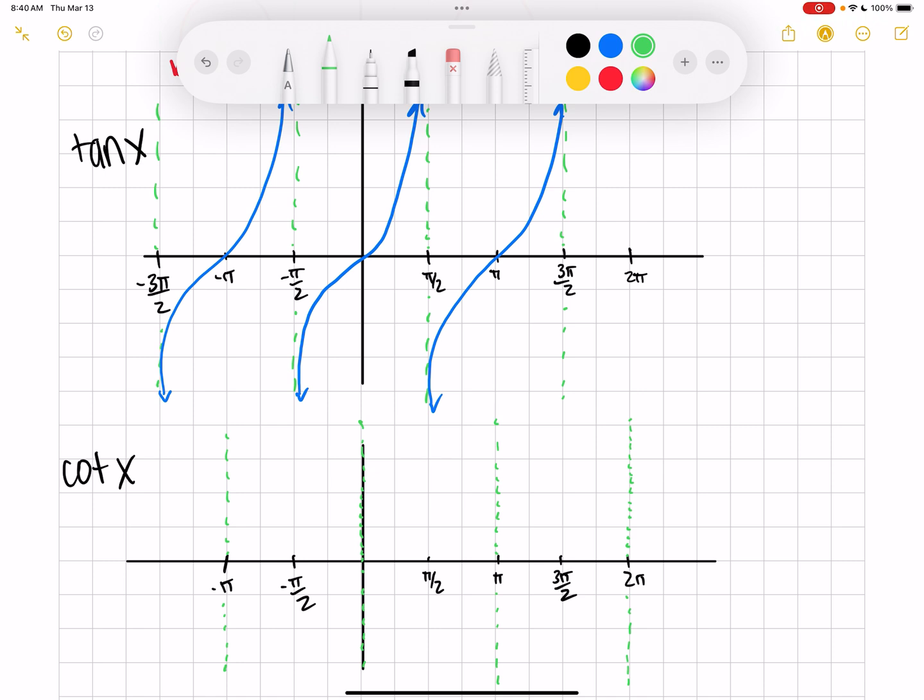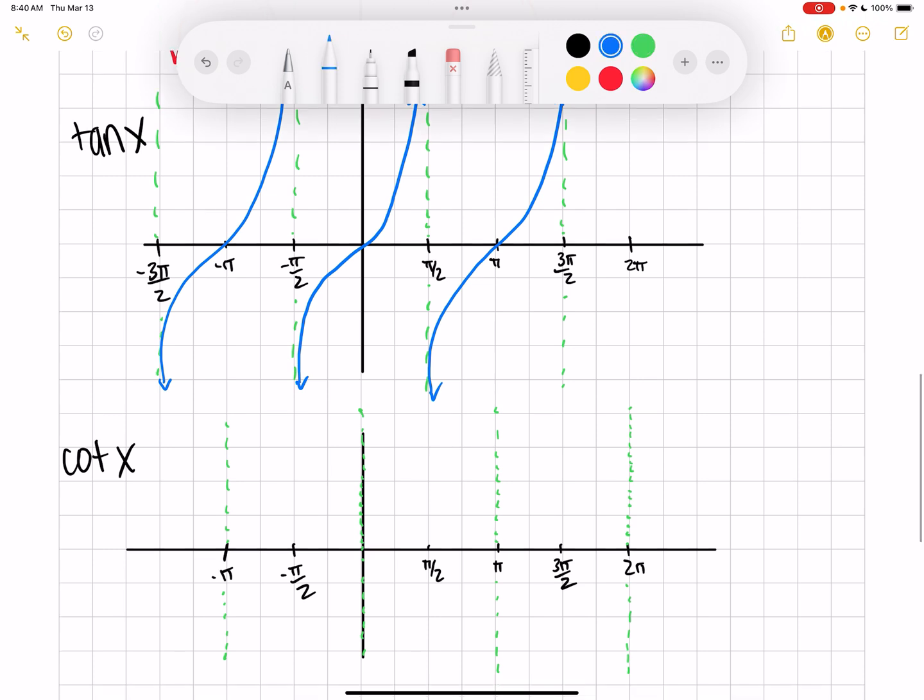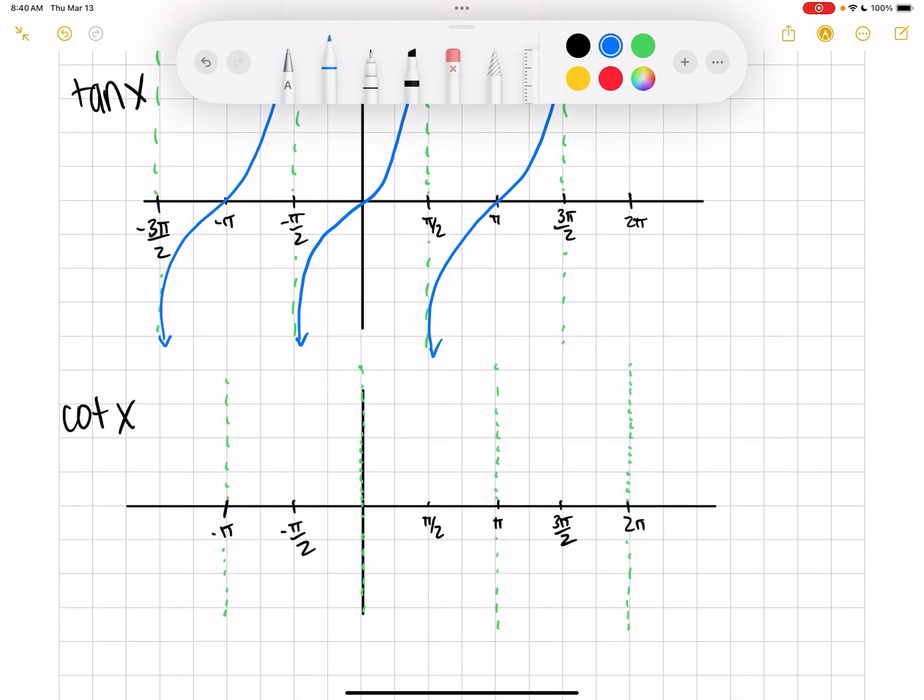And then cotangent is just tangent flipped, so it's going to start high and come low. So we start up here, and it comes down this way. And it's cutting through that middle value, so at pi over 2, it's where it's cutting through.